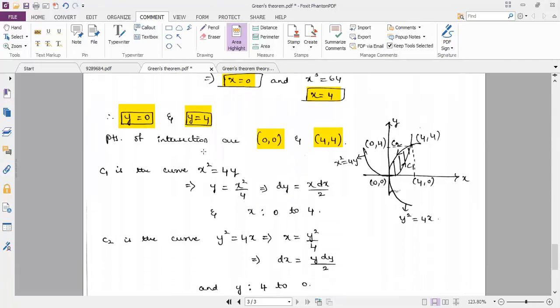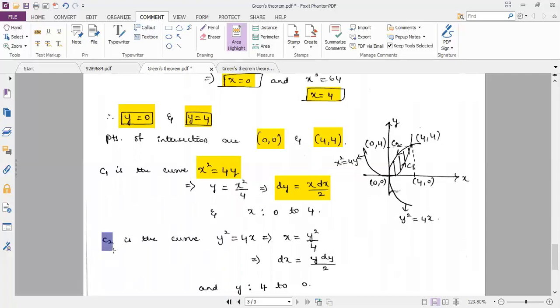C1 is the curve x square is equal to 4y. So we can write y as x square divided by 4, and hence dy will be the differentiation, x dx divided by 2. Differentiation of x square is 2x dx, 2 cancels with the denominator 4, and we obtain x dx divided by 2. We observe from the figure that x varies from 0 to 4, from the intersection points. Looking at the arrow for the curve C1, the arrow mark is upward, so x varies from 0 to 4.